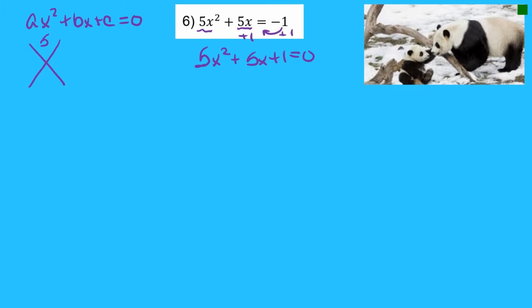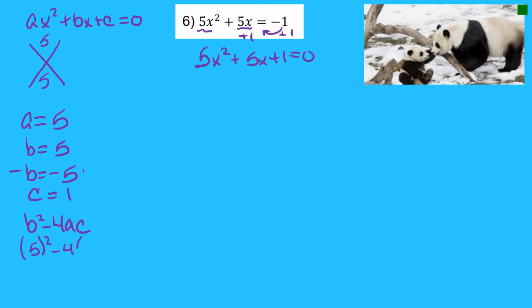Multiply 5 times 1, I get 5. I'm looking for 5. That doesn't work. So I'm going to say a is 5, b is 5. The opposite of b is negative 5. C is 1. I'm going to find the value of the discriminant, b squared minus 4ac. So 5 squared minus 4 times 5 times 1. 25 minus 4 times 5 is 20 times 1. 25 minus 20 is 5.